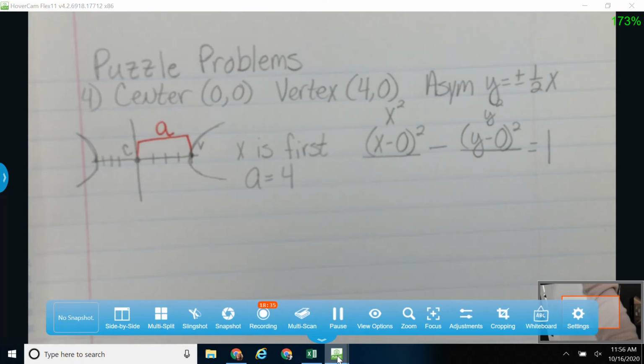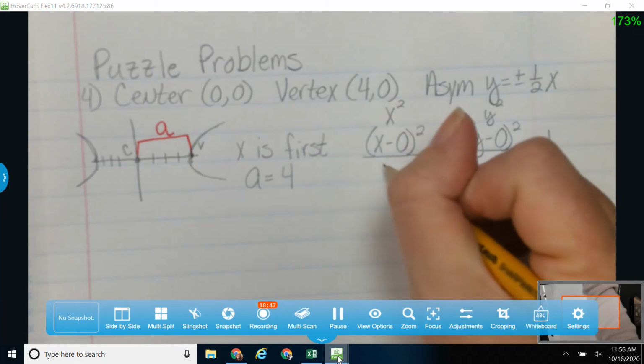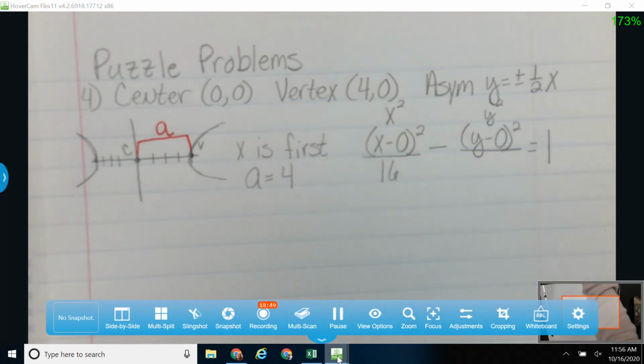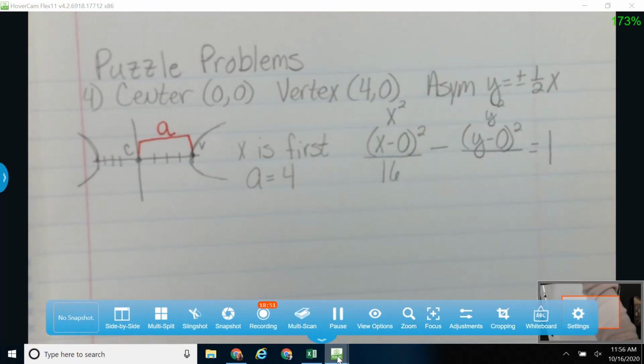With an ellipse, I know a is bigger, but with a hyperbola, I know a is first. So a squared will be 16.